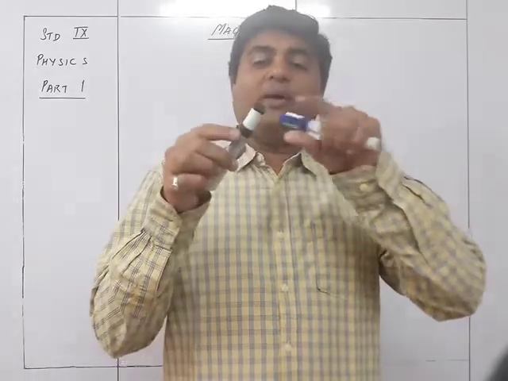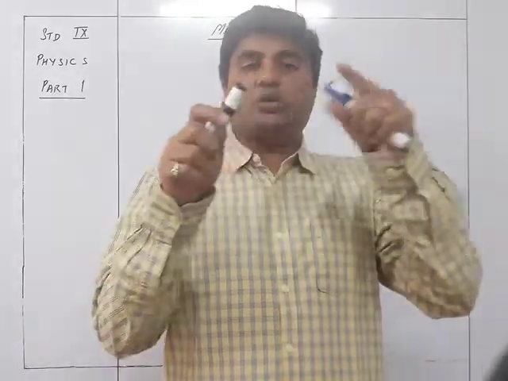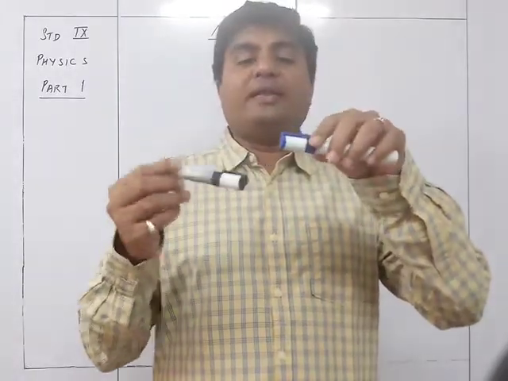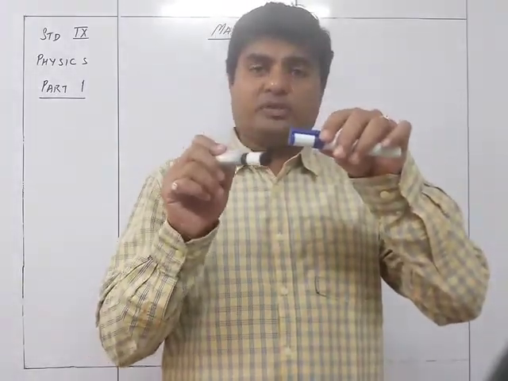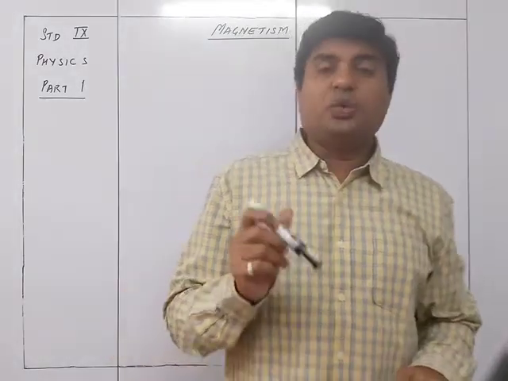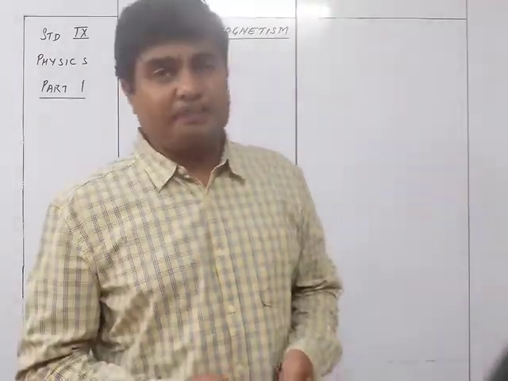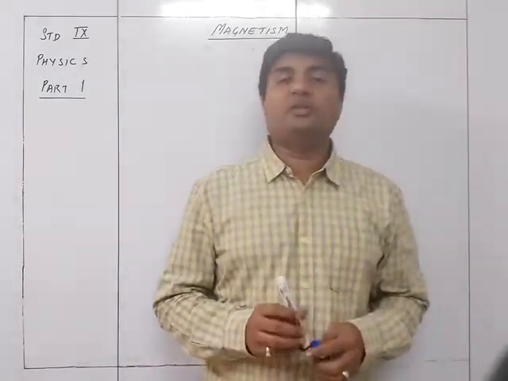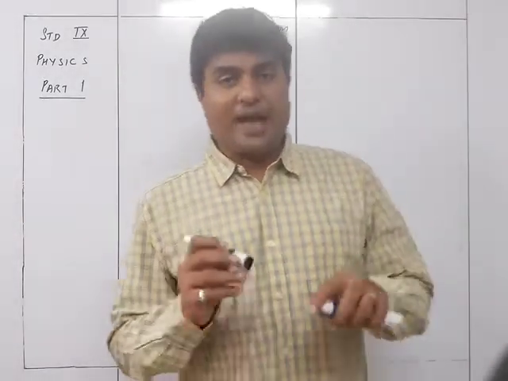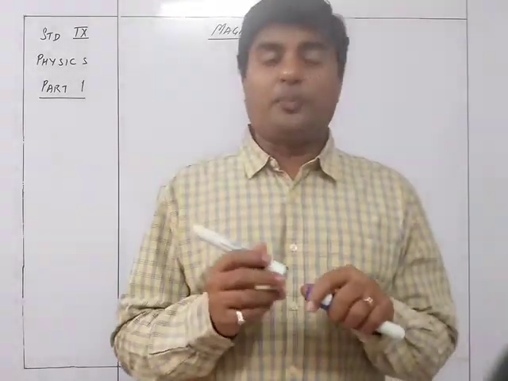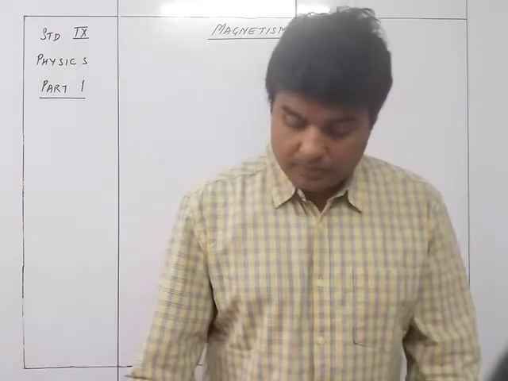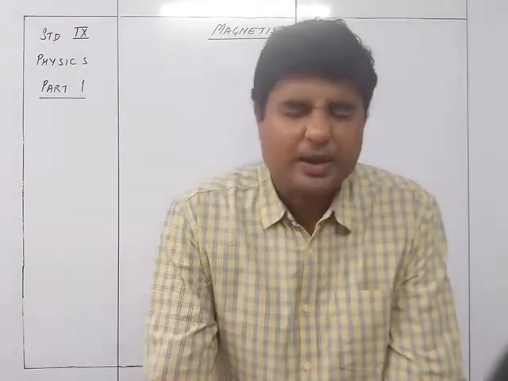Okay. Similarly, when this is north, this is south, and if this is south, this is north. That is why you will find that the near end gets the opposite polarity and the farther end gets the same polarity. So in magnetic induction, the near end of the magnetic material gets the opposite polarity, whereas the far end gets the same polarity.